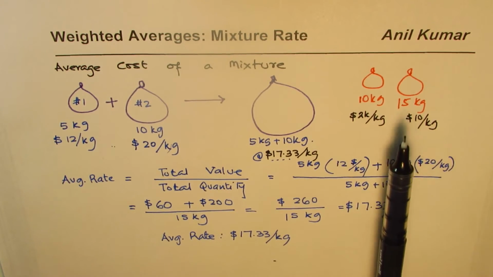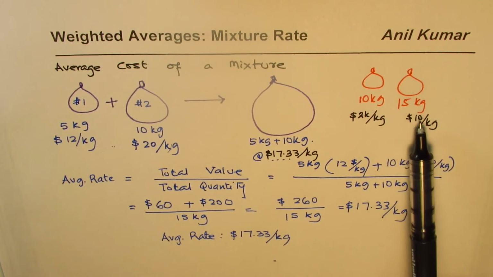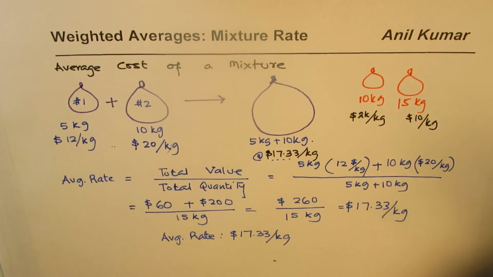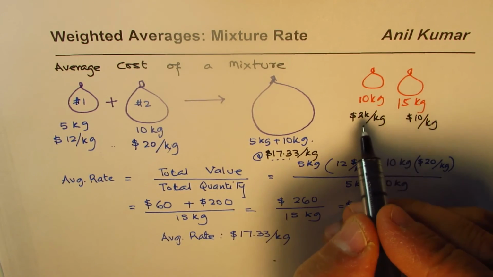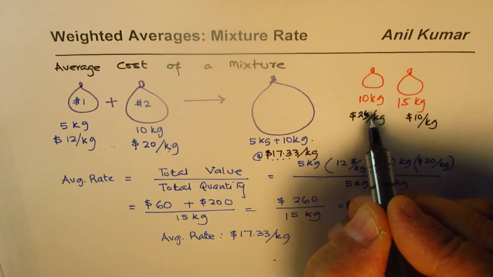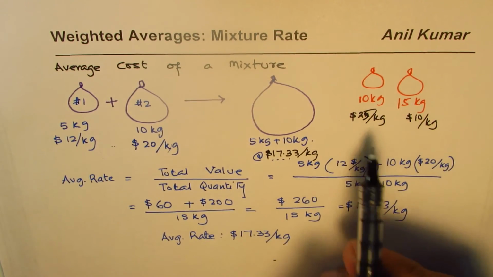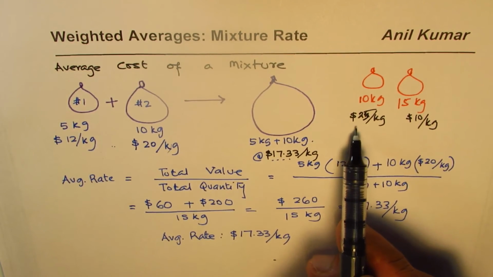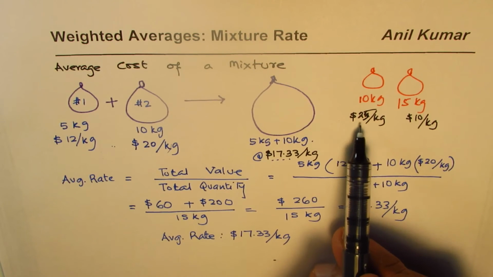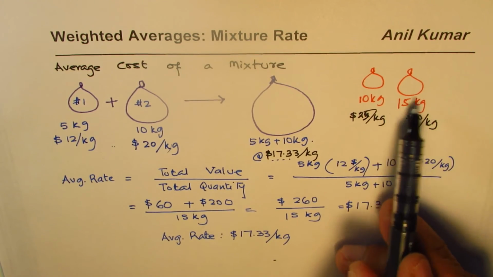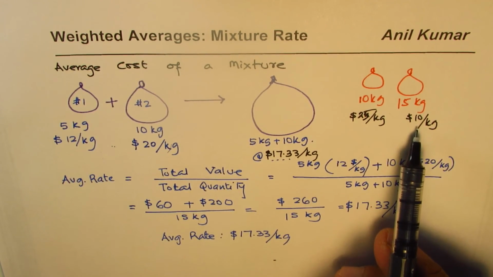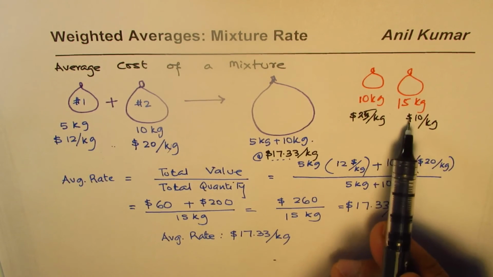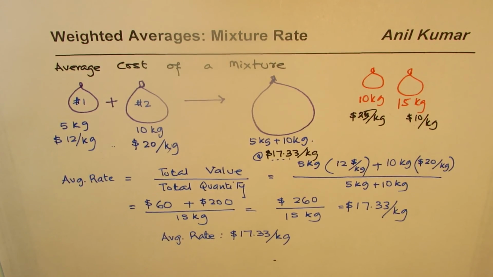You'll observe, since the weight of the item with lower price, I wanted to write this as, let's say, $25 per kg. Okay, so what we have here is higher weight for the low cost item, so the average will be of lower cost than the average of these two. So check it out if that works.